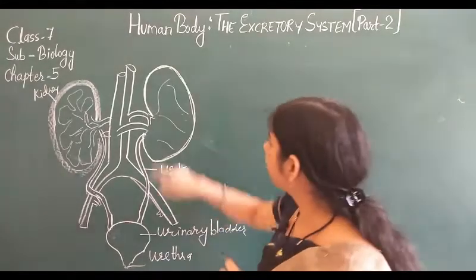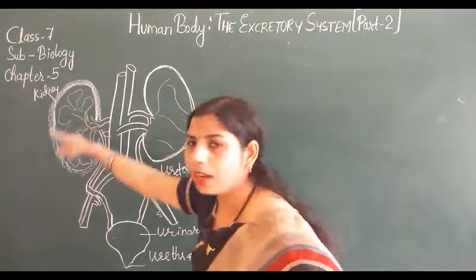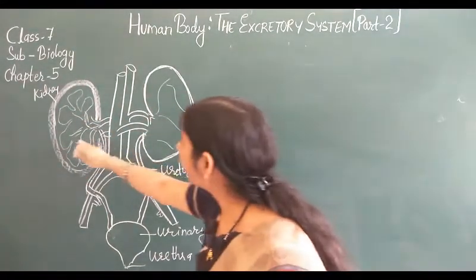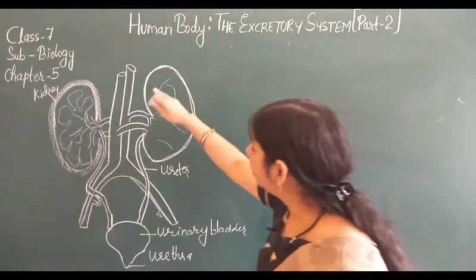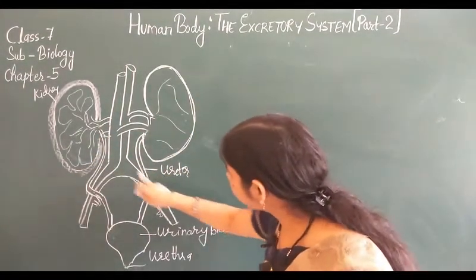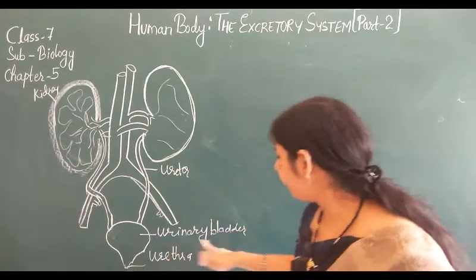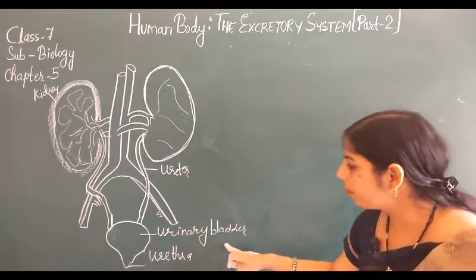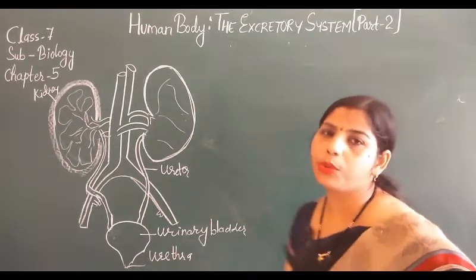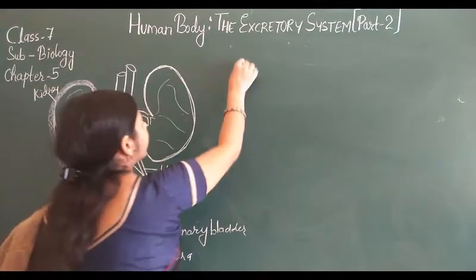Now just see the structure of the human excretory system. As I told you previously, it consists of a pair of kidneys. These both are the kidneys. Then there is a tube like structure known as the ureter, a bag like structure known as the urinary bladder, and a tube like structure known as the urethra. Now let's see the functions.